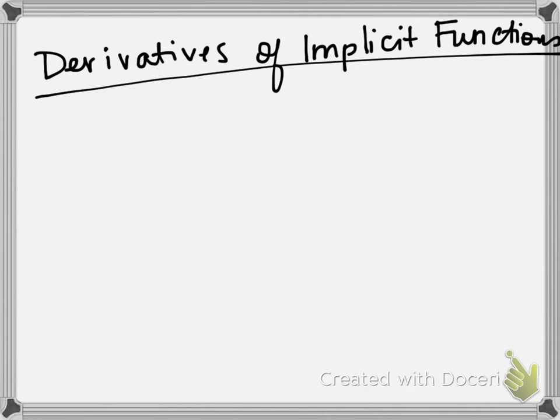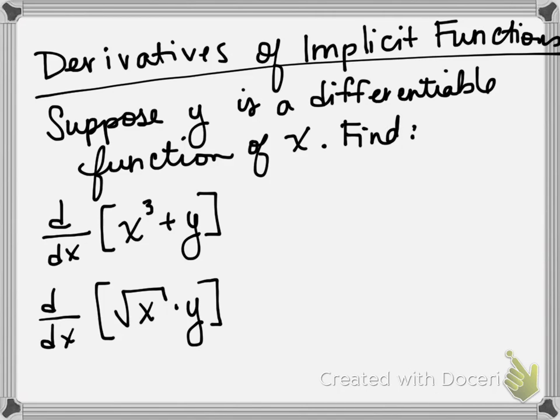I'm going to do some examples of very basic derivatives of implicit functions. Okay, so let's do these. We're going to suppose that y is a differentiable function of x. So we want to find two derivatives: the derivative with respect to x of x cubed plus y, and the derivative with respect to x of square root of x times y. So let's do each of these.